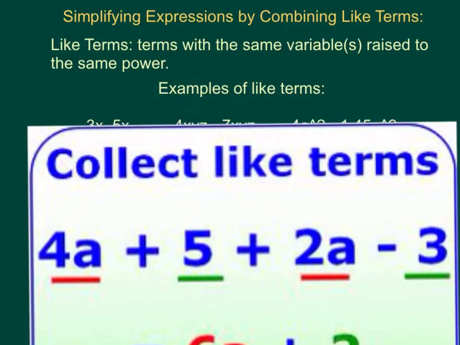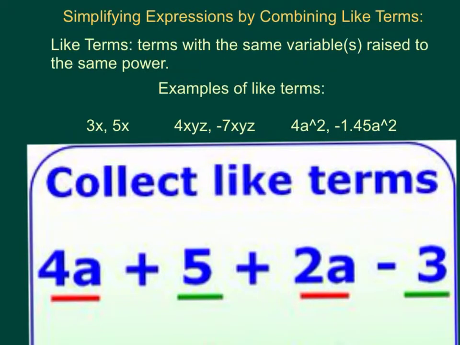Some examples of like terms are 3x and 5x. They both have the same variable x, and since there's no power there, it's assumed to be 1. So their variables are x to the first power. Our second set of examples are 4xyz and negative 7xyz. They both have x to the first, y to the first, and z to the first. Therefore, since they have the same three variables raised to the same power, they are like terms.